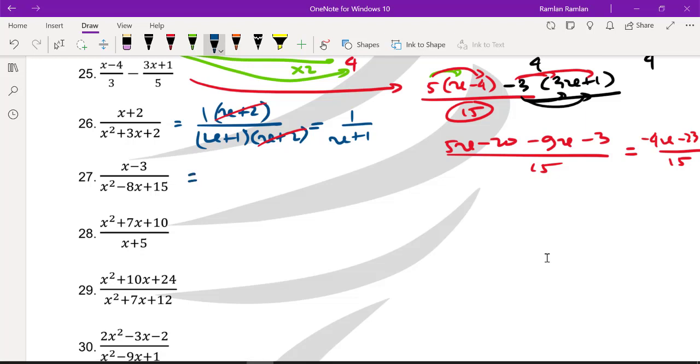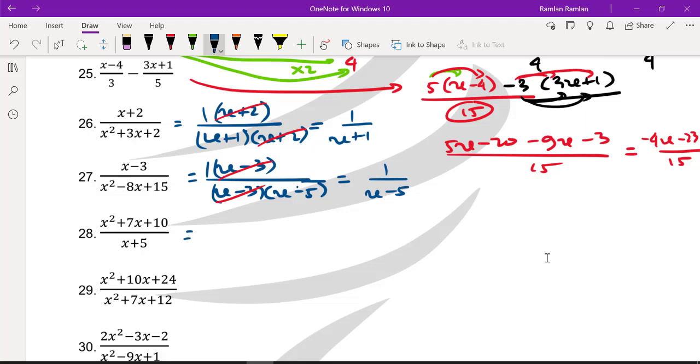The same thing for numbers 27, 28, 29, and 30. I'm going to show it to you. So x minus 3, as the numerator, doesn't change. This one here, if I factor it, will be like this. You can see it in other videos if you want. Here we can cancel this, and then you can cross this one and it'll be just 1 over x minus 5. That's it.